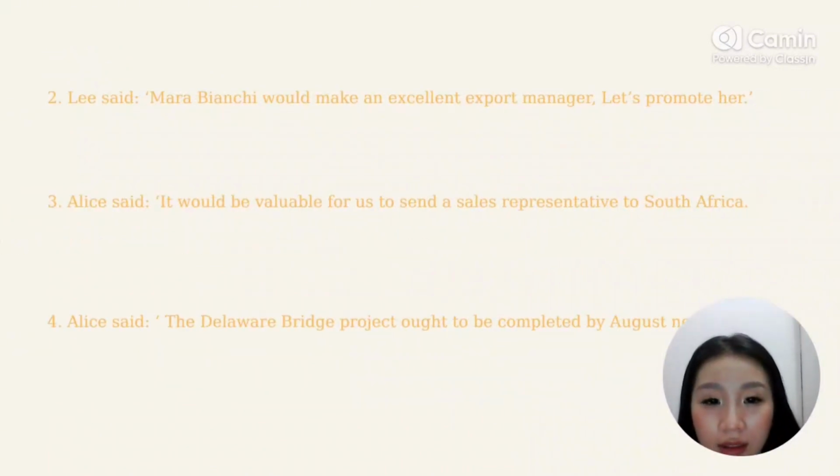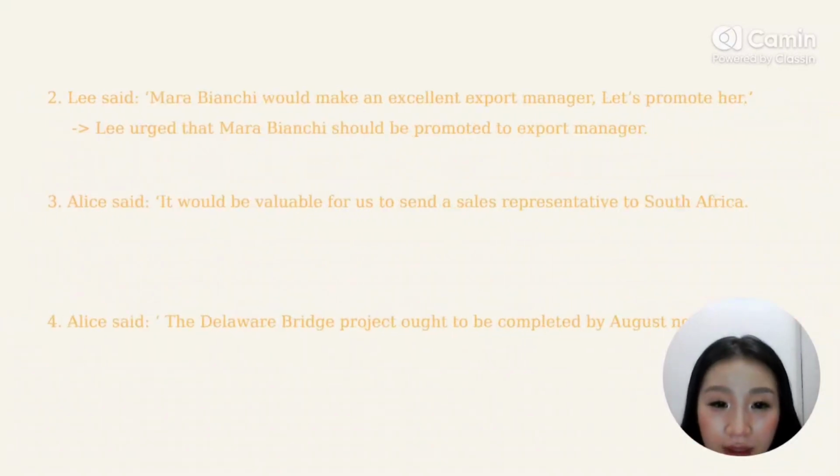Number two: Lee said Maro Binchen could make an excellent export manager, let's promote her. The answer is, Lee argued that Maro Binchen should be promoted to export manager. Let's promote is changed due to argue that, should be promoted. It causes a strong suggestion.